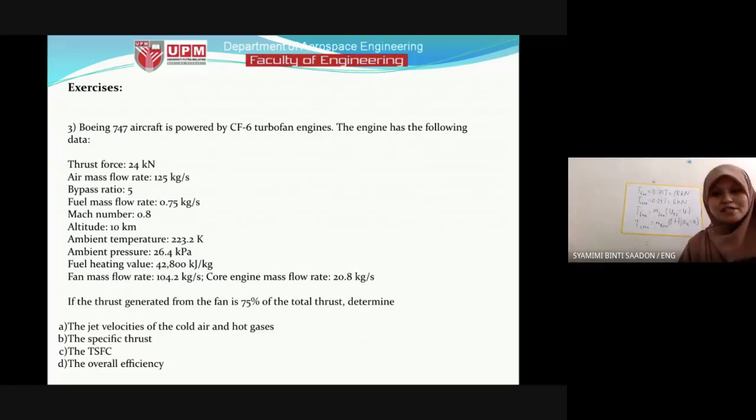For overall efficiency, you need to calculate the propulsion efficiency using the formula just now, like exercise 2, and thermal efficiency. Thermal efficiency I will give you. In the meantime, try to proceed with the calculation first. I will write the thermal efficiency equation.